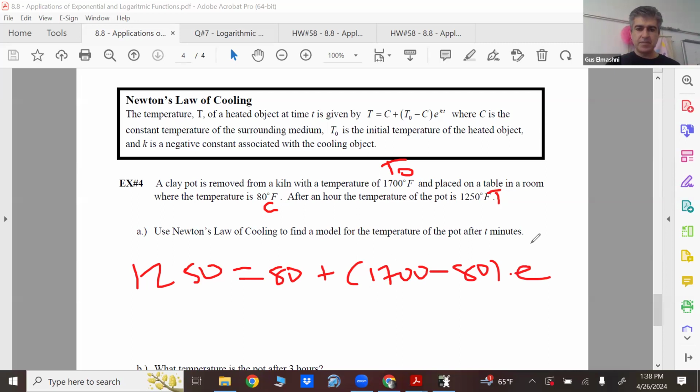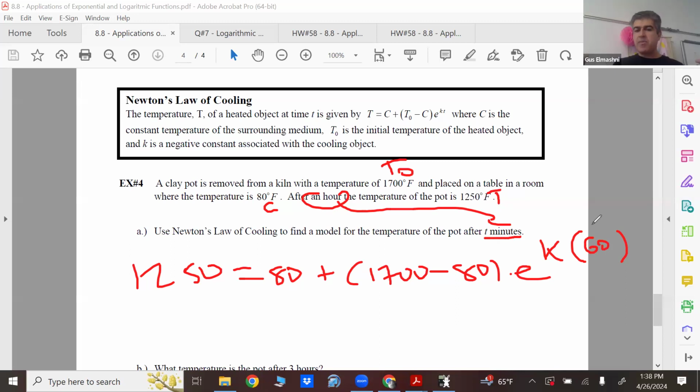And after 1 hour, okay. So what are you going to put for T then? For little t, sorry. After 1 hour. But they said minutes though. 60 exactly, right? And your job is to solve for K.